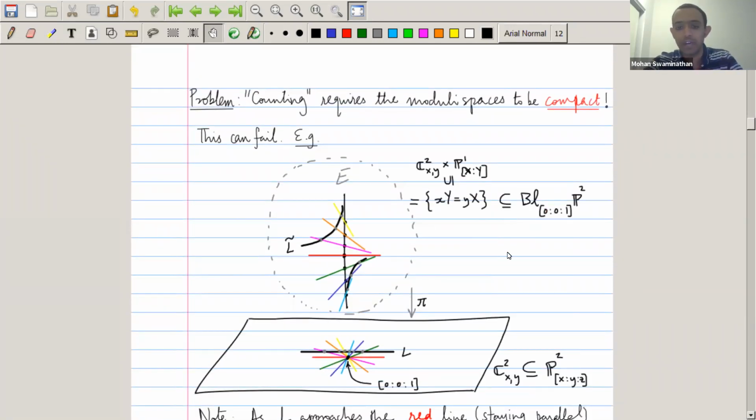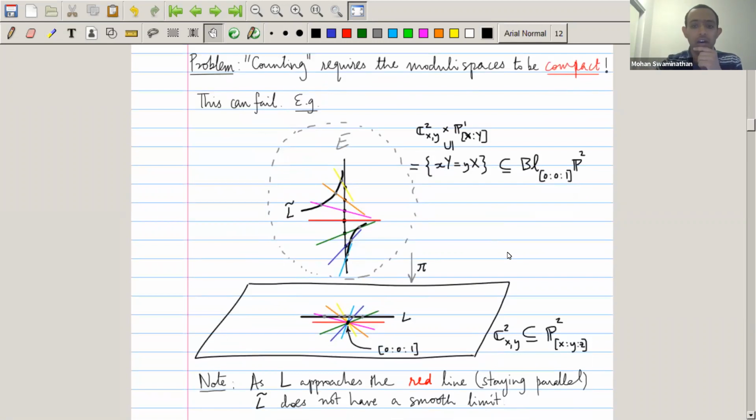Okay. So, but now we have an actual problem when we try to define this counting. So counting requires the moduli spaces to be compact. That is, even if they are of dimension 0, an isolated set of points cannot be counted unless it's a finite set. So we need compactness of the moduli space. And this can fail in general. So here's a picture to illustrate how this could fail. So first, let me explain what is going on in the picture. So this is a picture of the blow up of P2 at the origin. And this map pi is the blowdown map to P2.